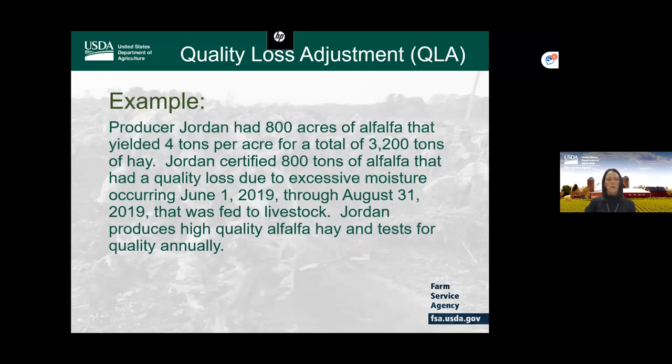So our example for a payment would be producer Jordan had 800 acres of alfalfa that yielded 4 tons per acre for a total of 3,200 tons of hay. Jordan certified 800 tons of alfalfa that had a quality loss due to excessive moisture occurring from June 1st, 2019 through August 31st that was fed to livestock. Jordan produces high quality alfalfa hay and tests for quality annually.